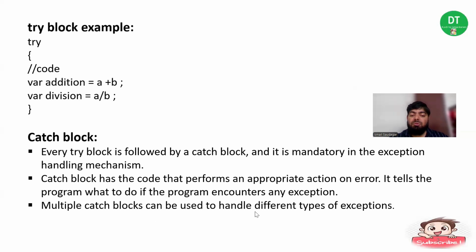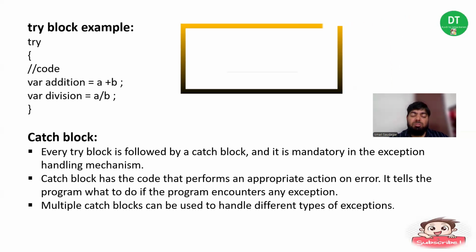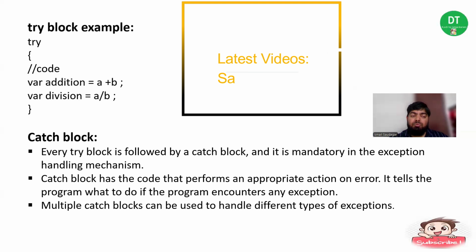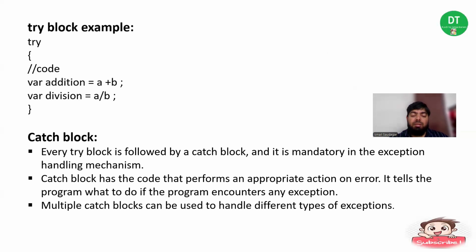Multiple catch blocks can be used to handle different types of exceptions. In the try-catch mechanism, we can have only one try block, and that try block can have multiple catch blocks, depending on the type of exception. There are some types of exceptions present in C#, like arithmetic exception, null reference exception, and stack overflow exception. So these are the different types of exceptions, and each can have a different catch block.